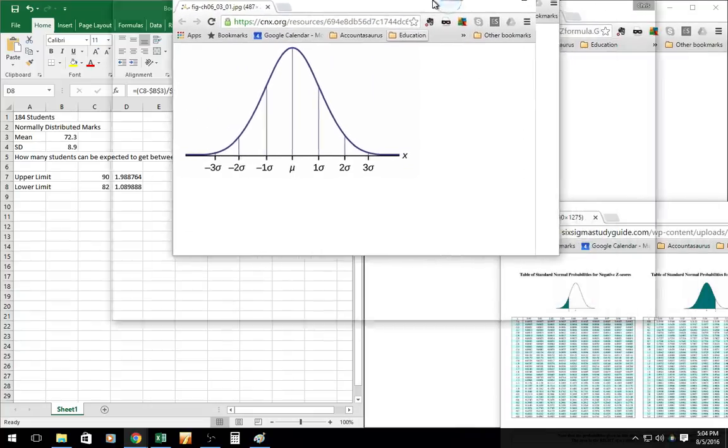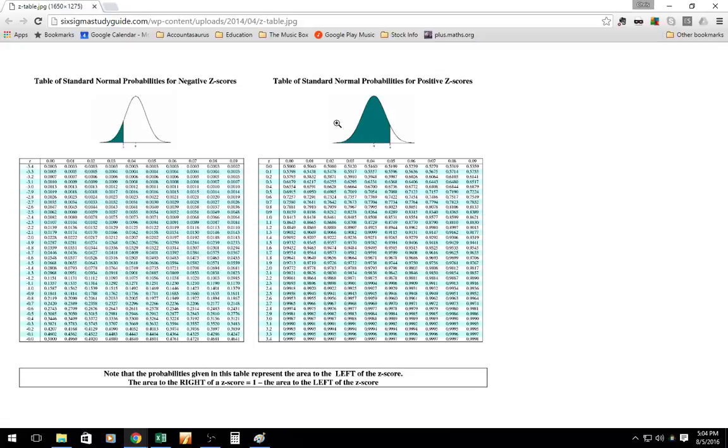So what we do here, we go to 1.99. So we start with 1.9. And then we move over to the second decimal place. So you've got the ones column and the tenths column down here, and then you get the hundredths column by going across the row to the corresponding column header. So 1.99, we start at 1.9 and move over to the 9, thereby completing the 1.99. Okay, and this ends up being 97.67%.